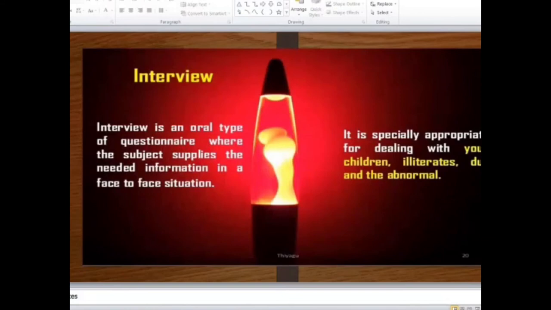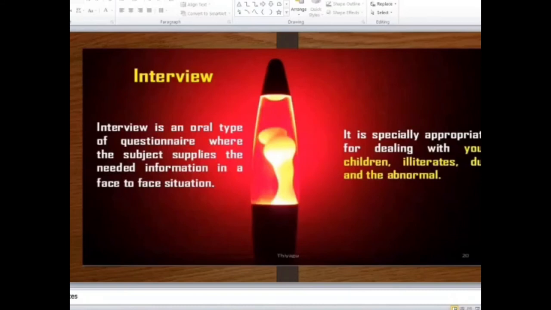And the next type of research tool is interview. You all might have heard of interview. Interview means it's an oral type of question where the subject supplies the needed information in a face-to-face situation. It is specially appropriate for dealing with children, illiterates, dull and the abnormal. All these people we can approach with this method.